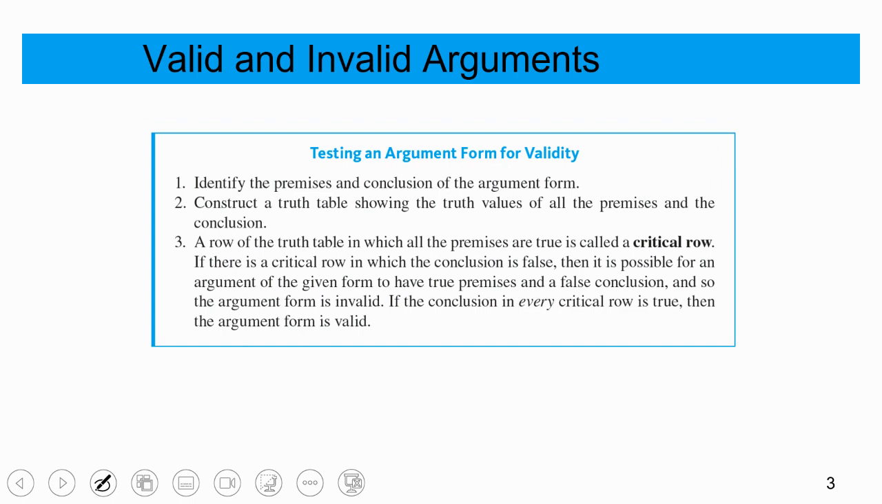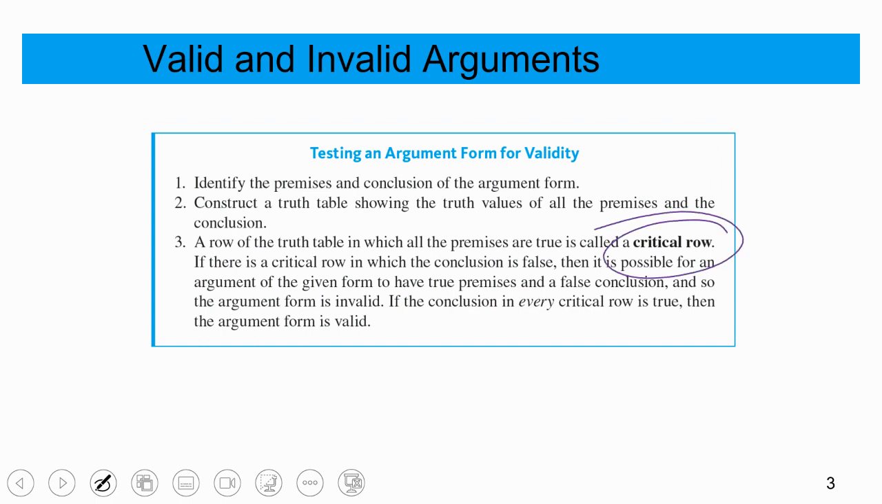Okay, so how do we test an argument form for validity? First, we must identify the premises and the conclusion of the argument form. We'll construct a truth table showing the truth values of all the premises and the conclusion. A row of the truth table in which all the premises are true is called a critical row.